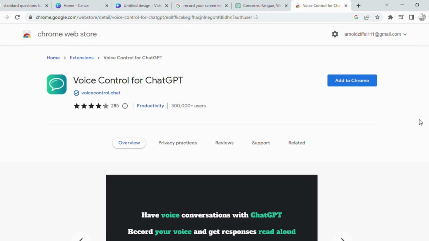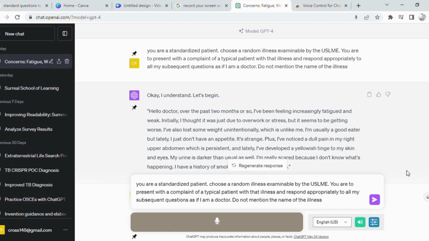Okay, so the first thing you're going to want to do is to go to the Chrome Web Store and find an extension called Voice Control for ChatGPT. This is a free extension and it's easy to just include that into your Chrome browser. Once you've got the voice controls for ChatGPT installed as an extension, you'll notice you get a bar down the bottom here that has a little microphone on it.